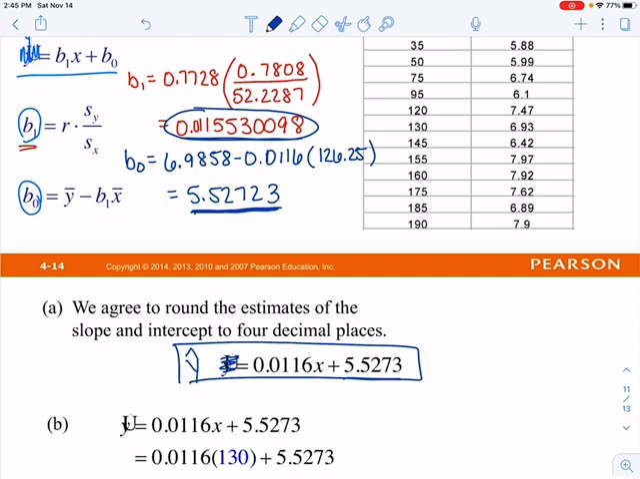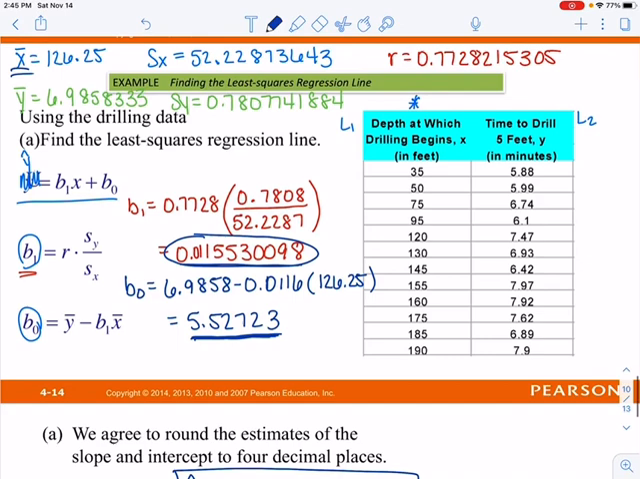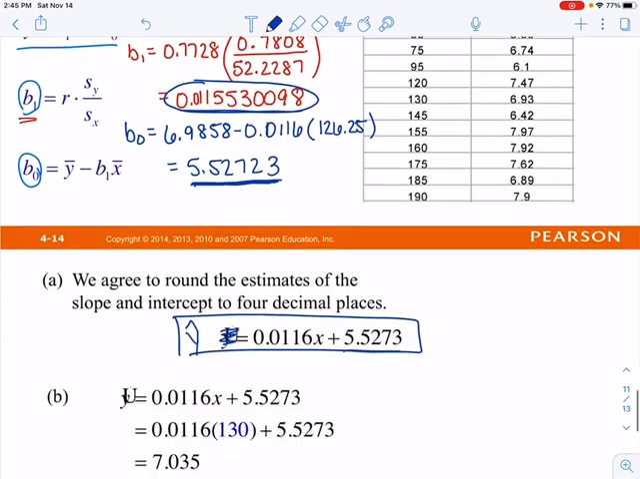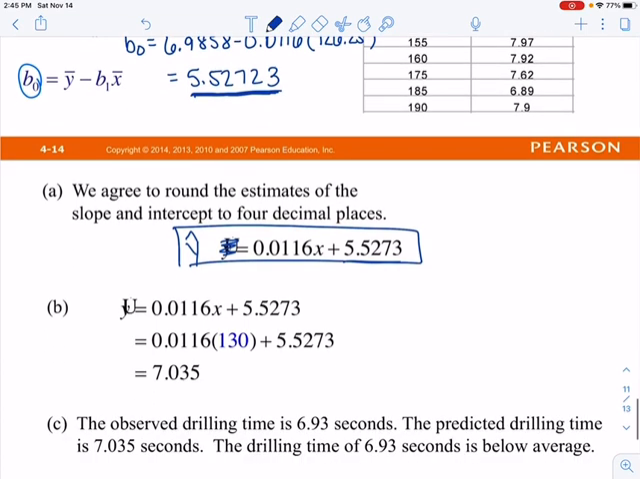Okay, for part B, you wanted to predict the drilling time if the drilling starts at 130 feet. Again, 130 feet represented X. So what they're really asking you there is what happens if X is 130. Again, this is Y with a hat. Okay, so all I did was take that equation that we just found, and now I'm taking out the x and plugging in 130, and when you chuck that into the calculator, you should get 7.035.